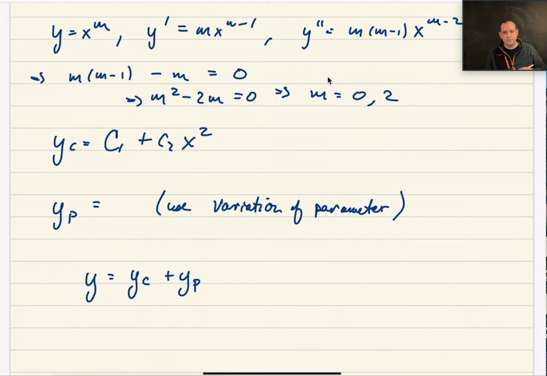So you'd use variation of parameters, then you would already have the complementary solution, add them together, that'll give you your general solution, and then you go take a nap. Okay, it's a lot of work for just solving that kind of innocent looking equation. Okay, but that's really all I wanted to say about these Cauchy-Euler equations.